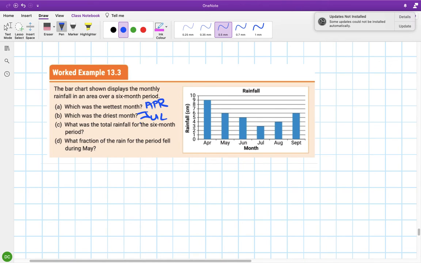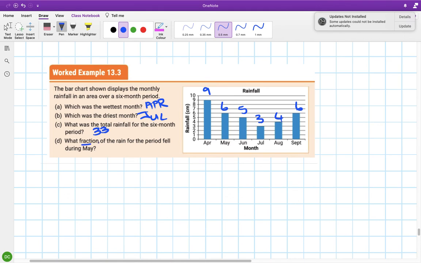The total rainfall for a 6-month period. So this is 9. That's 6. That's 5. That's 3, 4, and 6. So that is, what have I got there? 10, 18. Sorry, I have to turn the light on. I can't see. Hang on. Okay, so 10 and another 8 and 6 and 9. 33.